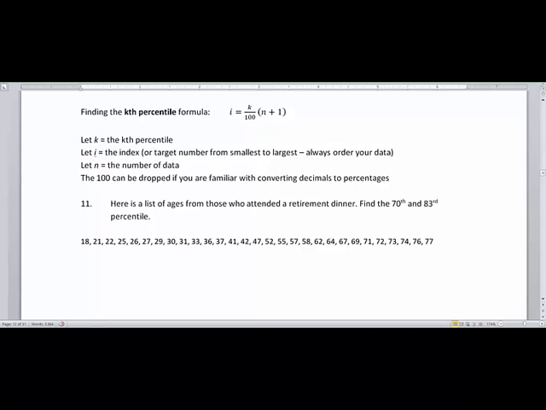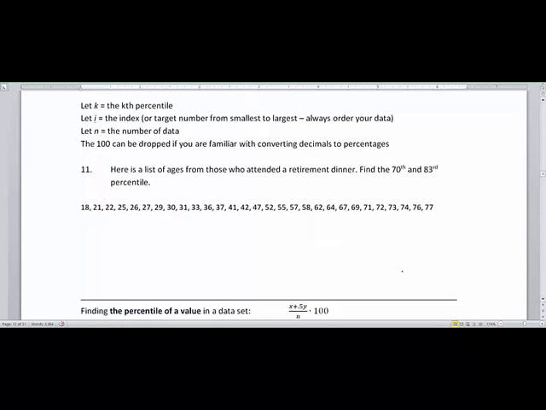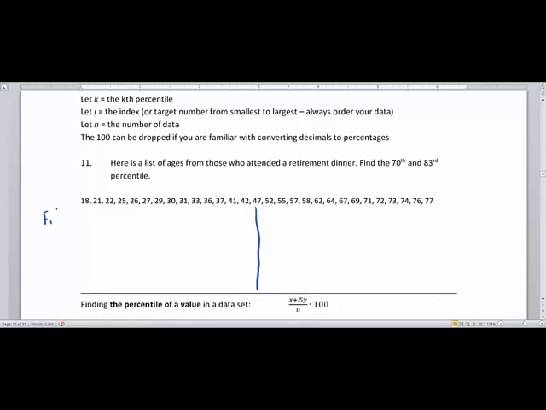So here's a list of ages of people who went to a retirement dinner. What we're trying to find is the 70th and the 83rd percentile. How old would the 70th percentile be? How old would the 83rd percentile be? I'm going to first just stratify this. I'll start with find the 70th percentile.